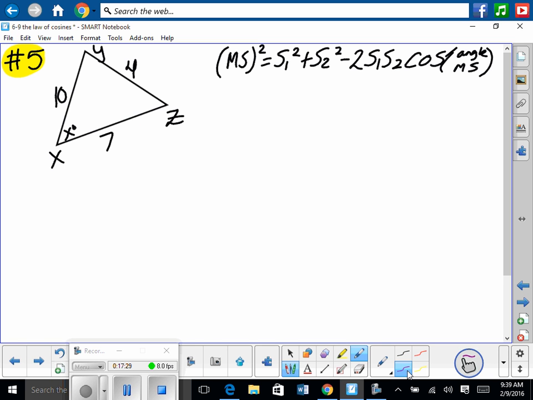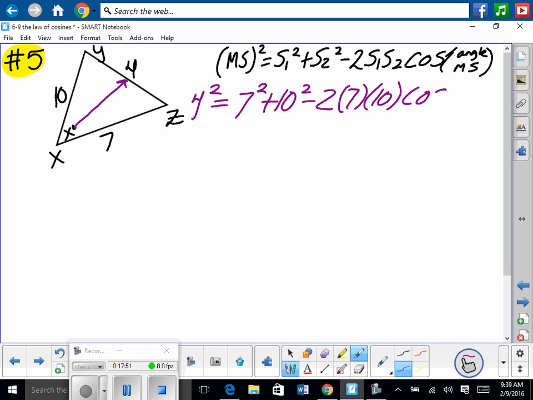We have missing side squared. Well, we don't have a missing side, but you ask yourself, what angle am I trying to find? Angle x. So I put an x in there. And this is the side across from it, so it needs to go on the outside of our equation. So we have 4 squared is equal to side 1 squared plus 10 squared minus 2 times 7 times 10, and then cosine of x degrees. So then algebraically, once again, we're going to get this alone. So we have 16 is equal to, I added those up and I got 149, and then I have minus 140 cosine of x.